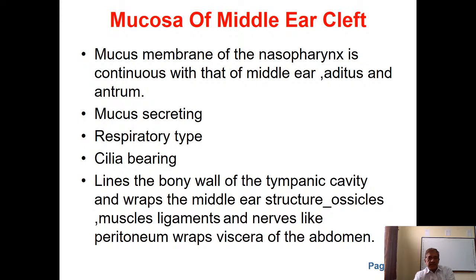Then the mucosa of the middle ear cleft, as I told you, the mucous membrane from the nasopharynx continues via the Eustachian tube into the middle ear cavity. But the anterior part is respiratory tract type, which contains cilia, whereas the posterior part of the middle ear cavity and the aditus and the antrum and the air cells, it is cuboidal. So that is the lining of the middle ear cavity.